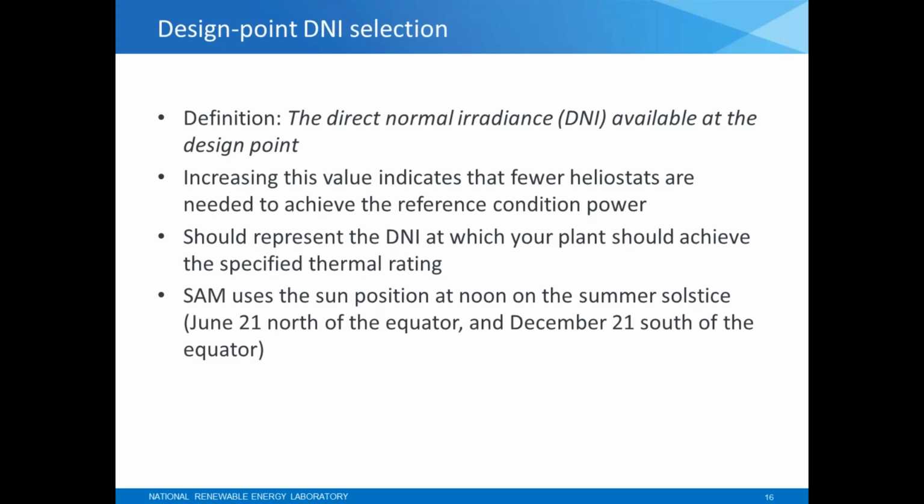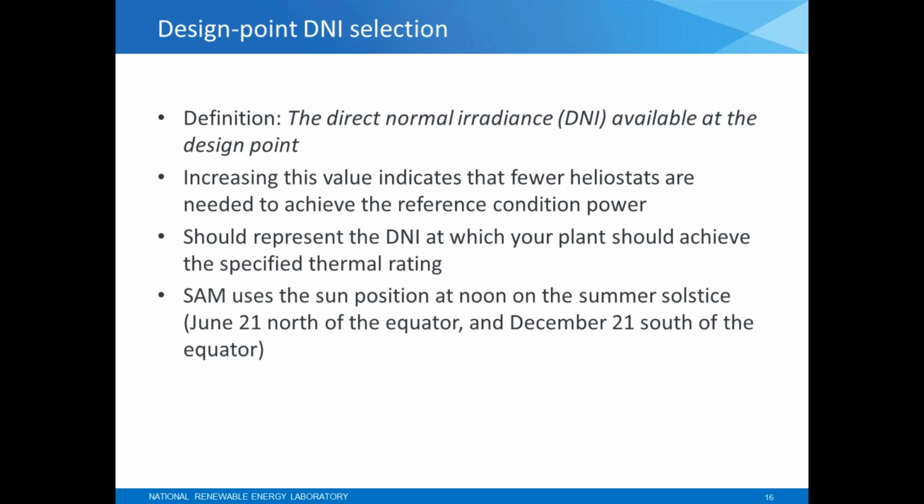All right, so the design point DNI, the selection of that is important because with this value, you tell SAM what the DNI is at the design point. If you increase this value, you're indicating to SAM that fewer heliostats are needed to achieve the reference condition power, and vice versa. So if you have a lower DNI, then you're going to need more heliostats to achieve your power. So this goes hand in hand with the thermal rating of the solar field.